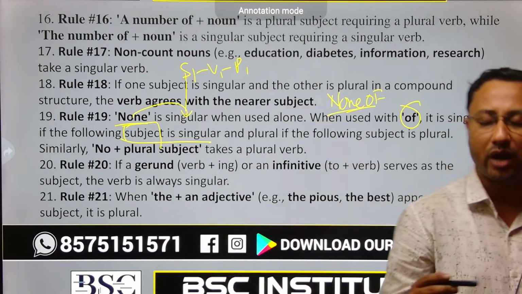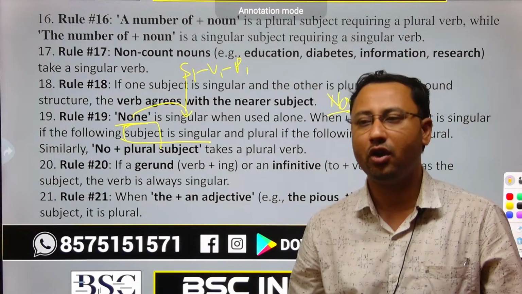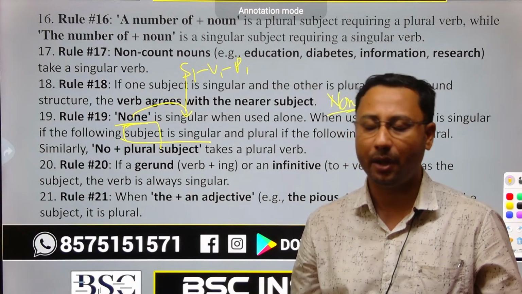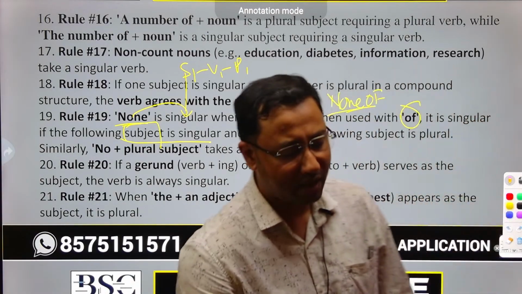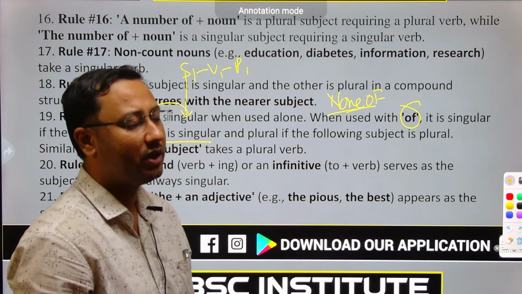So if none alone is used, then singular, and if none is followed by of, we have to look at the subject given after the of. If it is singular, then you will use a singular verb. If it is plural, you will use a plural verb, because S1 V1 P1, S2 V2 P2.